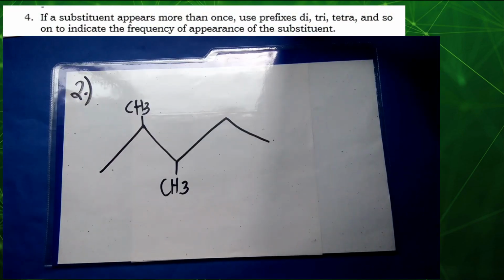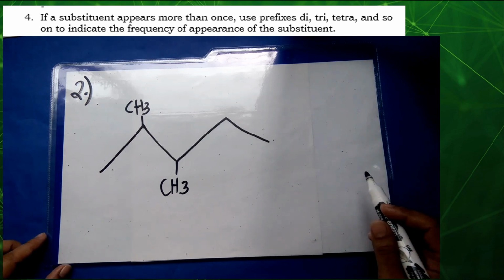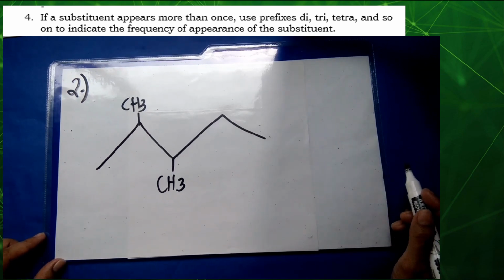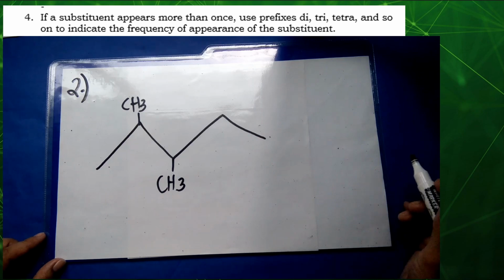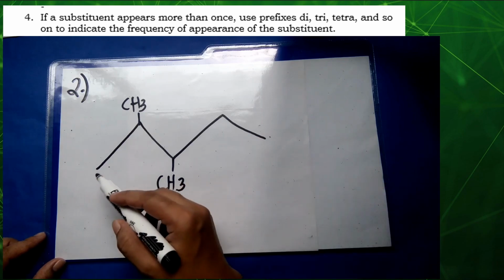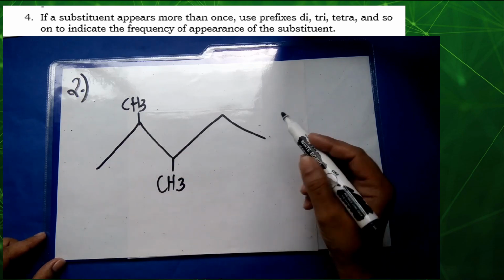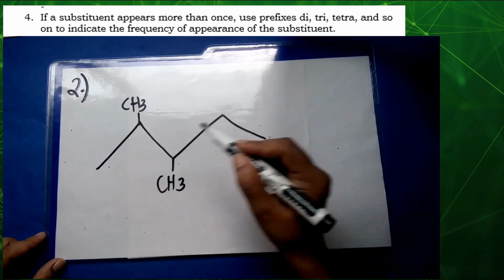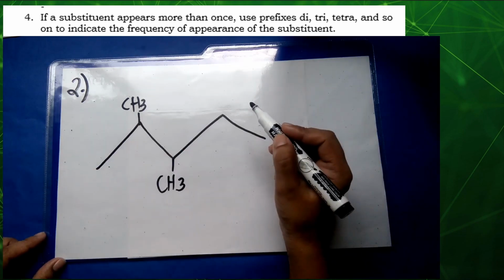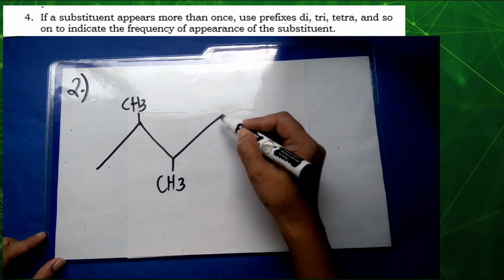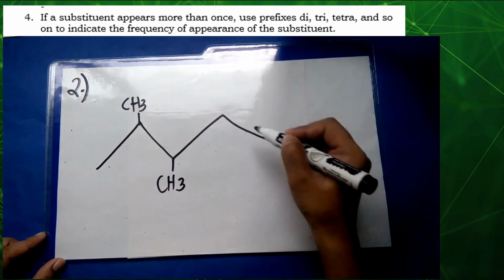Okay, so example number 2 na tayo. So for this example, I will be using the skeletal structure kasi sabi ko nga mas madali siyang isulat. Okay, so first rule, choose the longest chain or the parent chain. Let us count. So 1, 2, 3, 4, 5. Pwede namang from this point to the left, same lang naman, 5, the longest chain is 5. So 1, 2, 3, 4, 5, or 1, 2, 3, 4, 5.